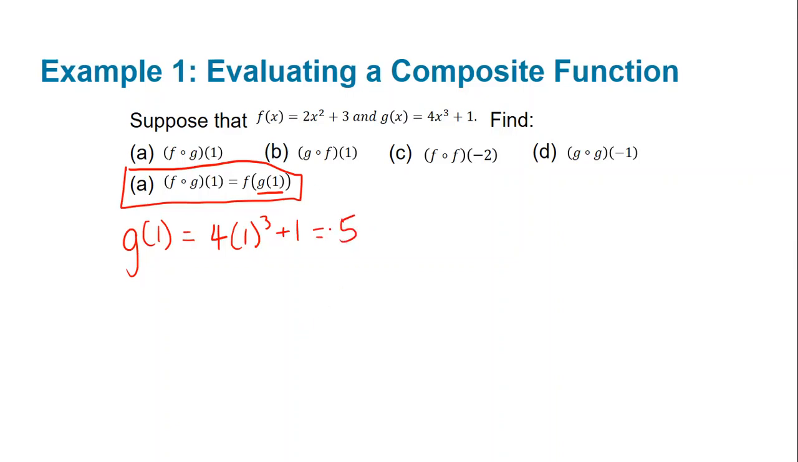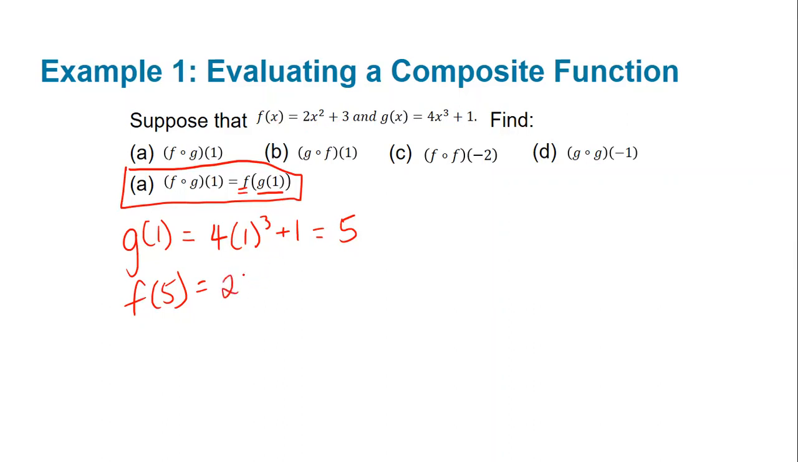After I get the inside, I'm then going to substitute it back into the outside function. And what is my outside function? F. So now we're going to find f of 5. F of 5 is saying I'm going to use function f, and everywhere there's an x in function f, I'm going to plug in 5.